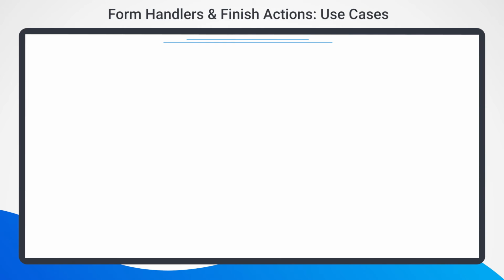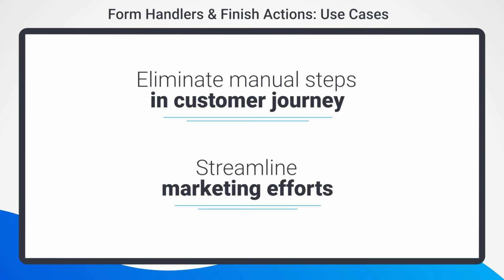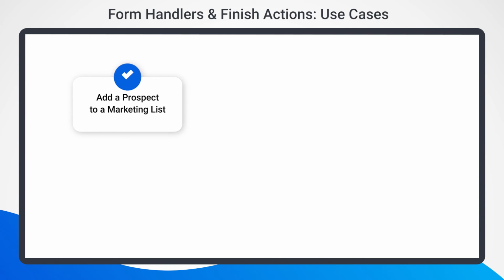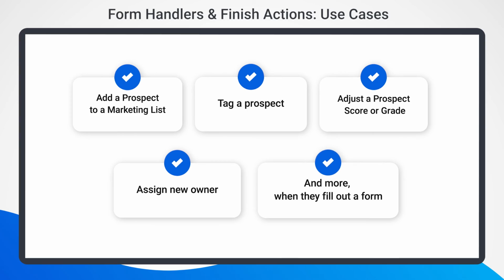Consider using finish actions with form handlers to eliminate manual steps in your customer journey and streamline marketing efforts. For example, you can add a prospect to a marketing list, tag a prospect, adjust a prospect score or grade, assign a new owner, and more when they fill out a form.